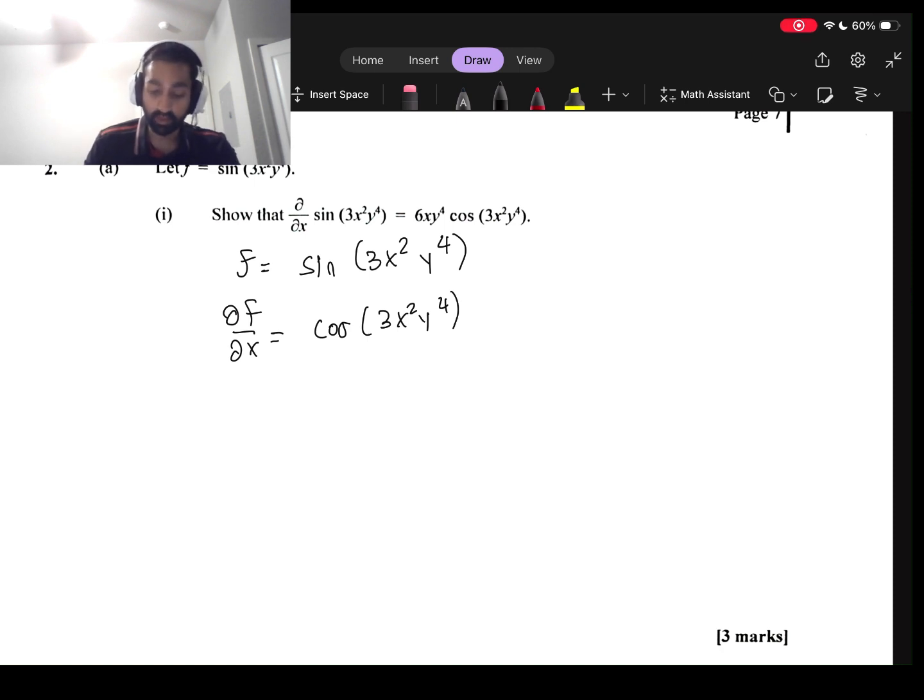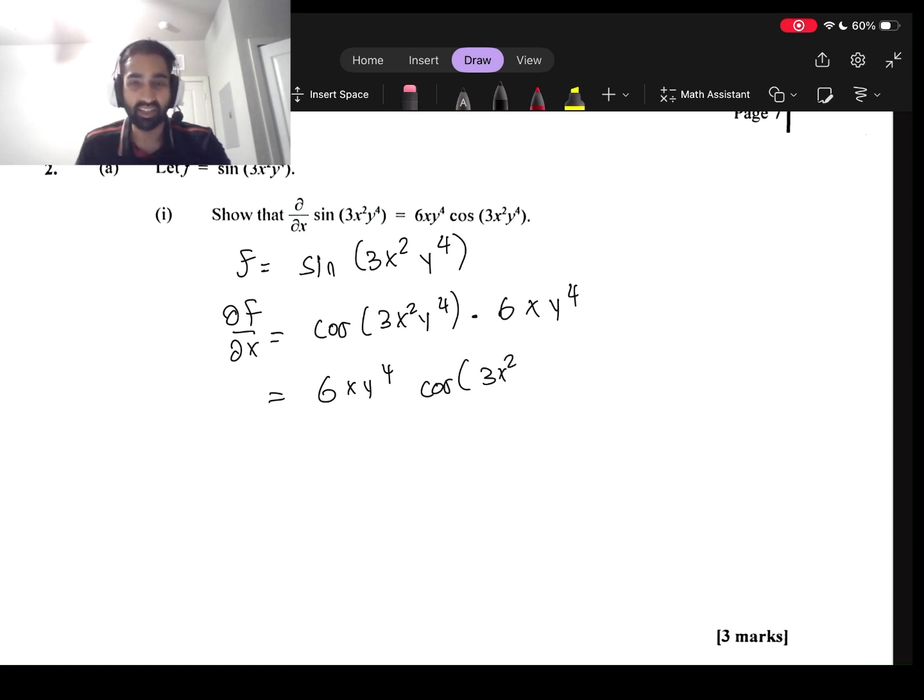So that's multiply, and now it's just x squared. When you differentiate x squared, you get 2x, but 2 times 3 is 6, so it'll be 6x y to the 4. And then you could just rearrange, so you get 6x y to the 4 cosine 3x squared y to the 4, which is exactly what they had, so we did this correctly.